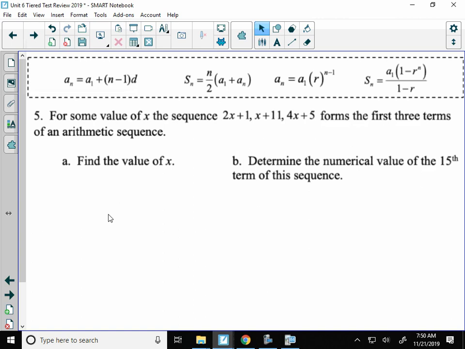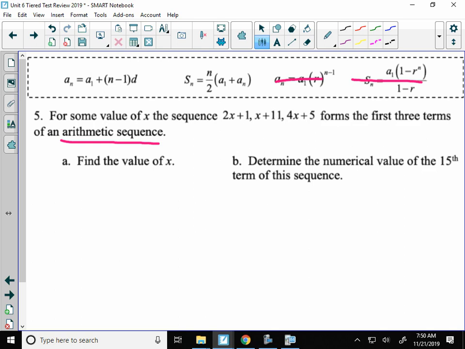Let's go through review, numbers 5, 6, and 7 on part 3. These are the doozies, especially 5 and 6. All right, for some value of x, we have a sequence 2x plus 1, x plus 11, 4x plus 5, that forms the first 3 terms of an arithmetic sequence. Okay, so ignore the geometric stuff. We want to find the value of x.